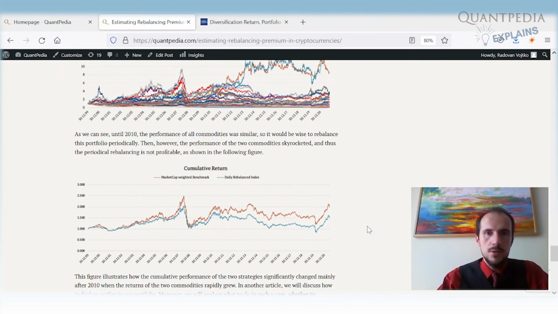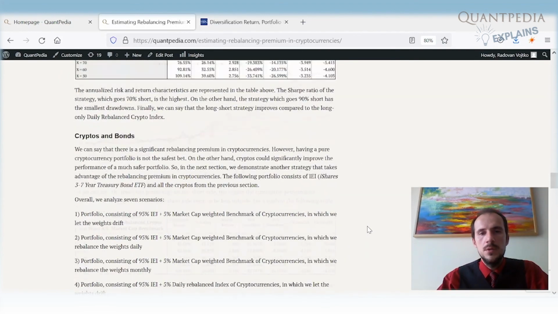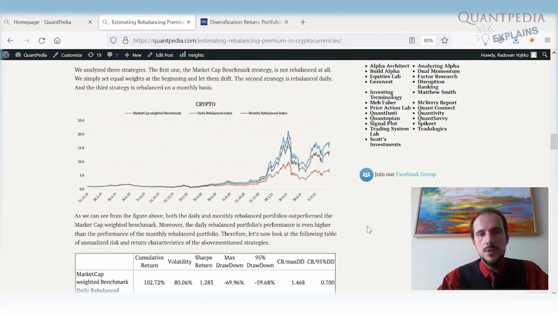It's usually the case for cryptocurrencies, but it was not the case for commodities in the last 10 years. So if we expect from the assets that they will drift, it's better to have the market cap weighted benchmark, so the benchmark in which we let the weights of the underlying assets drift. If we expect mean reverting behavior from assets in our portfolio, it makes sense to rebalance our portfolio. As I mentioned, in cryptocurrencies it was the case, so it really made more sense to rebalance the portfolio in the past. So thank you very much, and I hope you join us in our next video.